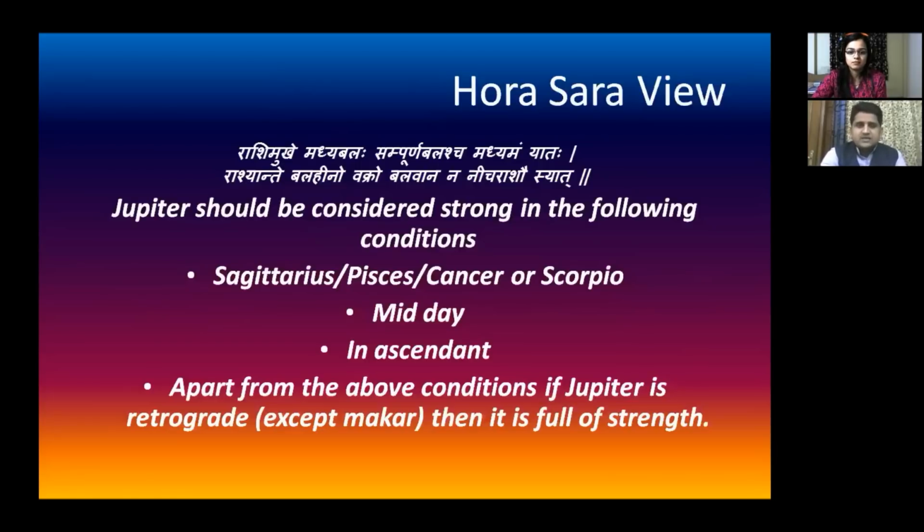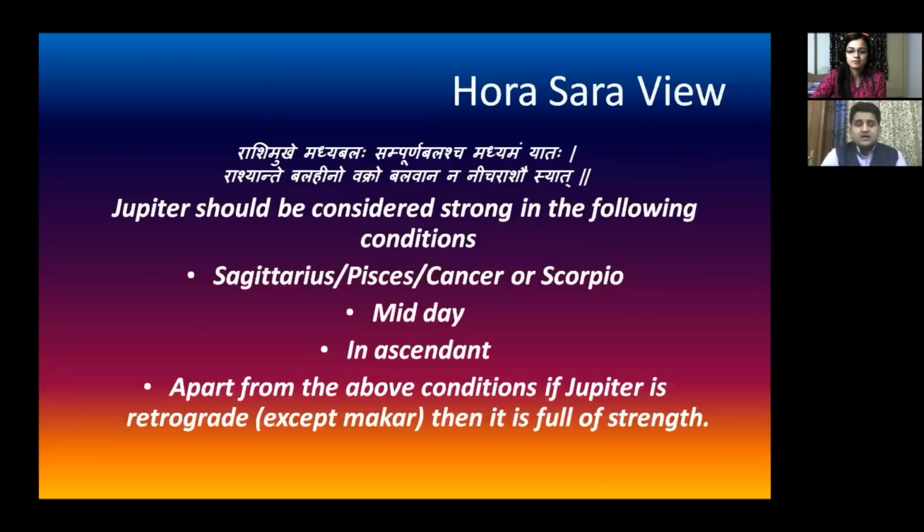It indicates that Jupiter becomes stronger in the following conditions. Out of these 4 signs, 2 signs belong to Jupiter, one is his friend's sign, and the other sign is Cancer, in which it becomes exalted. So there is no question on how Jupiter becomes strong in these 4 signs. Now, the next point is midday. If a person is born in midday time, then it is considered that Jupiter is strong in his chart.